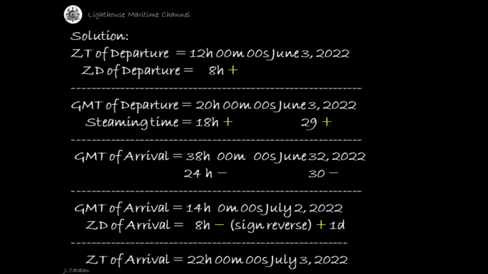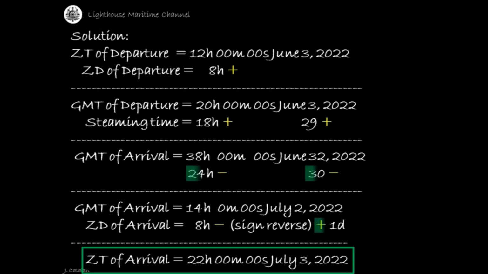Added by ZD of arrival, which is equal to 8 hours. It is minus, then why do we add? It is because we reverse the sign, then add one day to the date. The result is the ZT of arrival, which is equal to 22 hours 00 minutes and 0 seconds dated July 3, 2022.